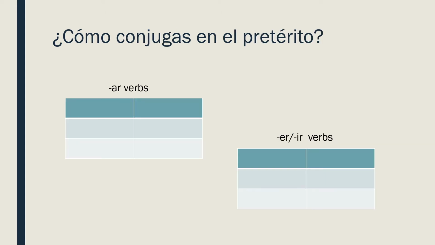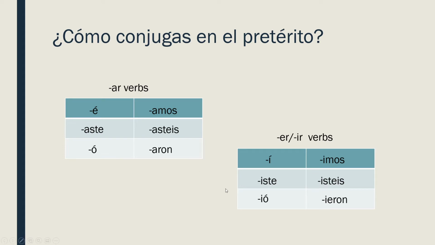How do we conjugate in the preterite tense? Well, regulars we should know so well at this point. If it's an AR verb: é, aste, ó, amos, asteis, aron. There's your little chant. If it's an ER or IR, they do the exact same thing: í, iste, ió, imos, isteis, ieron. So you're conjugating as per whatever your subject is, just like you do in present tense, but now instead of saying I sing, you're going to say I sang. Instead of I do, it's I did.